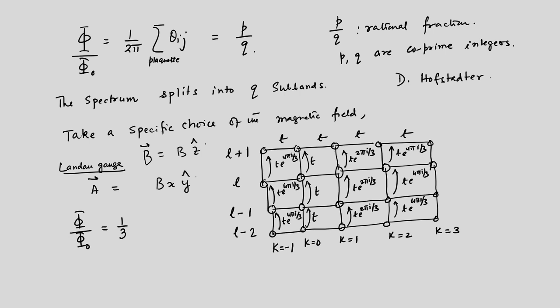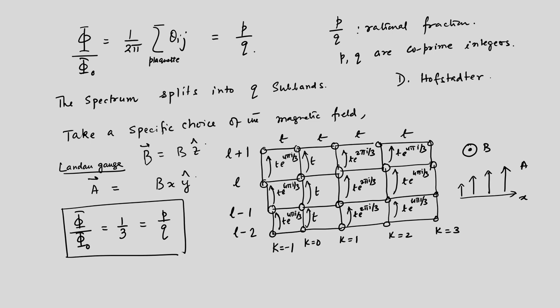Okay. Now, you see, your B is in the z direction. That is, it is coming out of the board. Okay. So you see the dot of the arrow, and the gauge is in the y direction, of course, but it's increasing in the x direction like this, and so on. So this is the A, and it is in the y direction, because it's B into x, and as x increases, B increases. Okay. So we have particularly taken p by q equal to 1/3. Okay. And have done this.